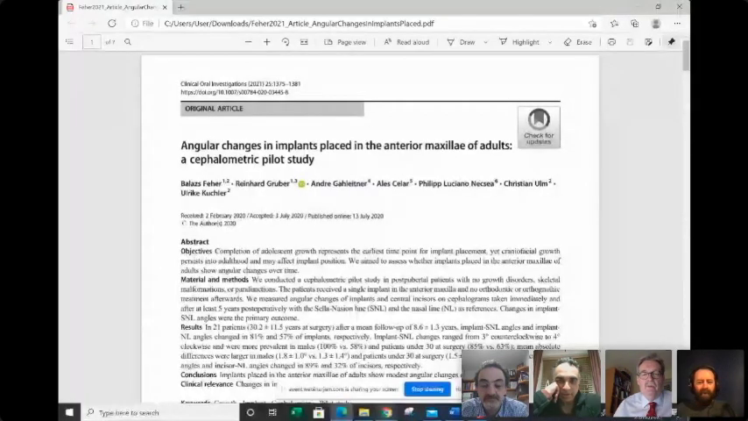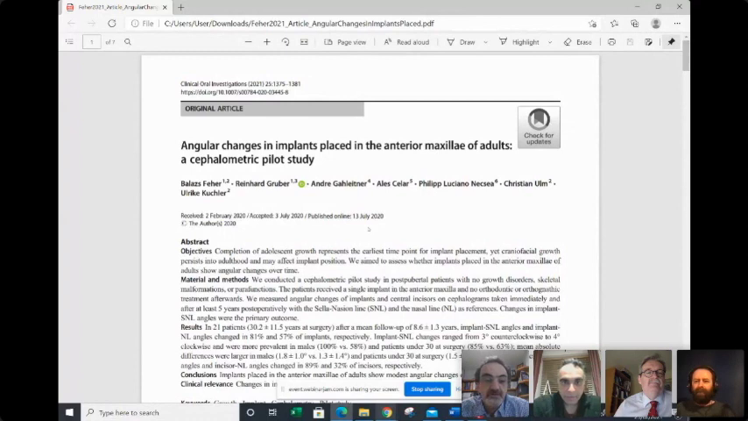Now, can somebody confirm you can see my screen? It's quite dark. Can you see it at all now? No, not yet. Oh, yes. Yeah. Can you see the article?